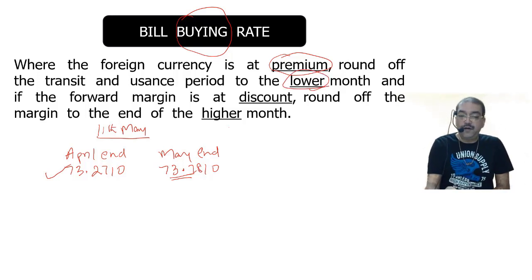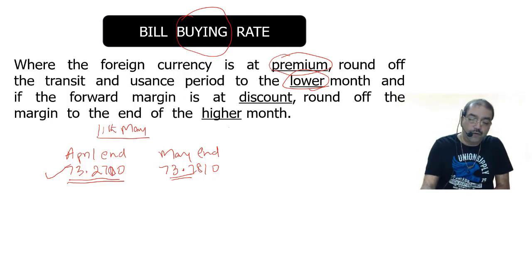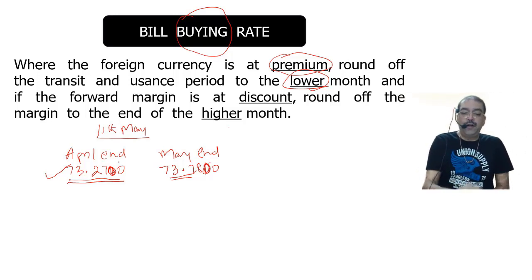If the forward rate is at premium and we are having a buying rate to be selected, buying is always to be done at a lower rate. So I will be going for the lower month, that is the April figure. That is, my rate applicable will be 73.2710. Okay? So you don't want 10, you want a multiple of 25. Lower rate has to be taken. You are always buying at a lower rate. This is a very important point.